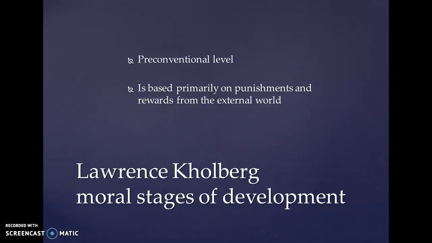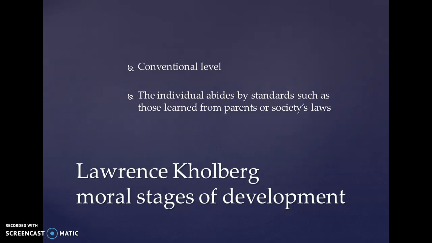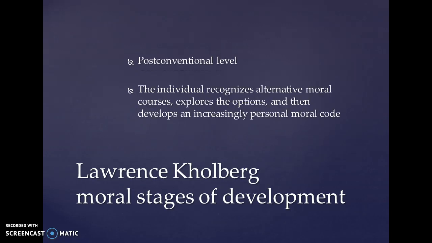So your moral compass is developed and determined based on the consequences. At the conventional level, the individual abides by standards such as those learned from parents or society's laws. So at this point, we're looking at more of the consequences of the society. So obeying the laws, the rules and regulations of the land, simply because you don't want to go to jail or because your parents taught you that this is the right thing to do.